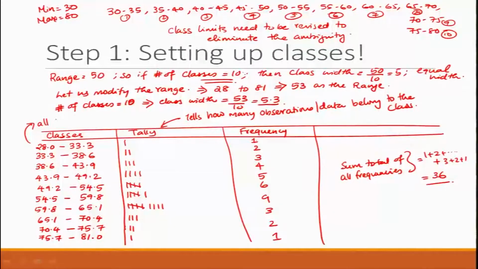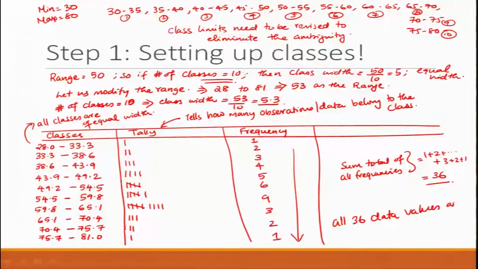In our case, you can see that all classes are of equal width, and all 36 data values are captured. So, in that regard we have fulfilled the rule of thumb that we predicted, which says classes should be of equal width, classes should not have any ambiguity, and all the values should be captured. So, this is a good frequency distribution that is being built.